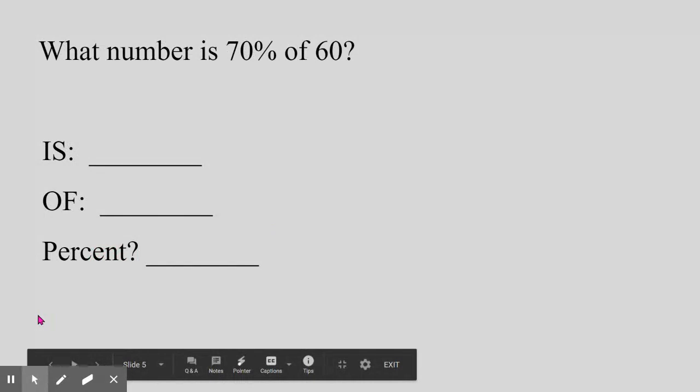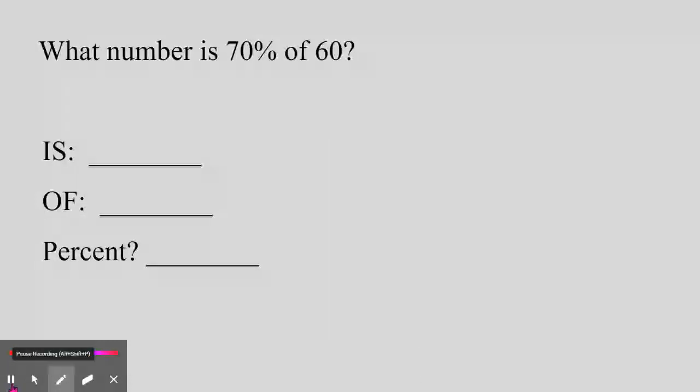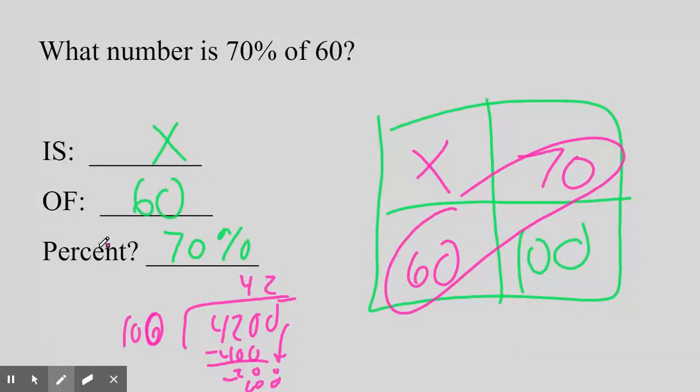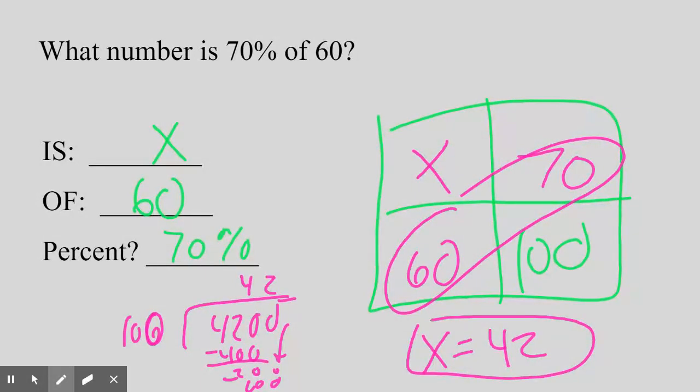All right, go ahead and try this problem on your own, and let's see how you do. So pause the video, and then we'll check our answer. All right, hopefully your work looks something like mine. I set up my box, and then I need to cross multiply, and then divide, and I should get x equals 42. So we would say 42 is 70% of 60.